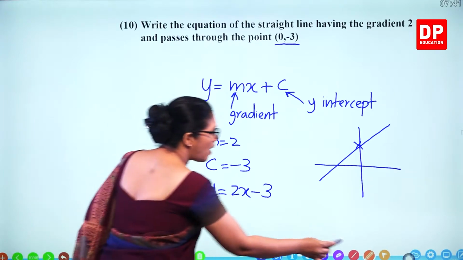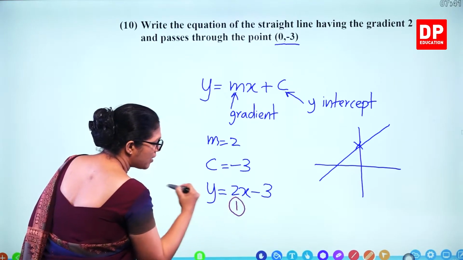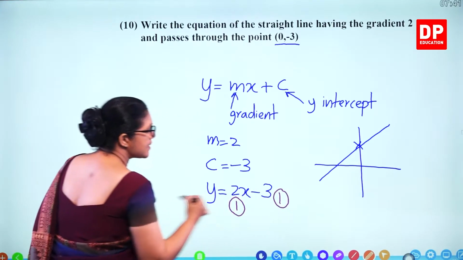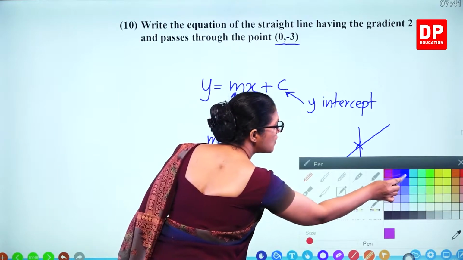So you get 2 marks for that. Identifying the gradient 1 mark and the y-intercept 1 mark. So altogether 2 marks for this question as well.